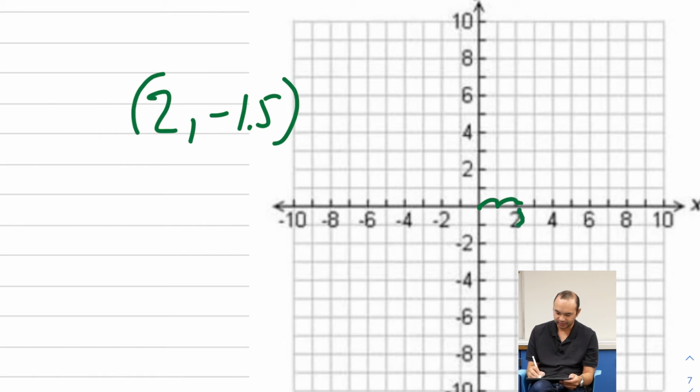So this is a small one. So 1 and then 0.5. I just have to go down a half. So I'm going to delete everything else. So that is 2, negative 1.5, because I have to go down 1.5.